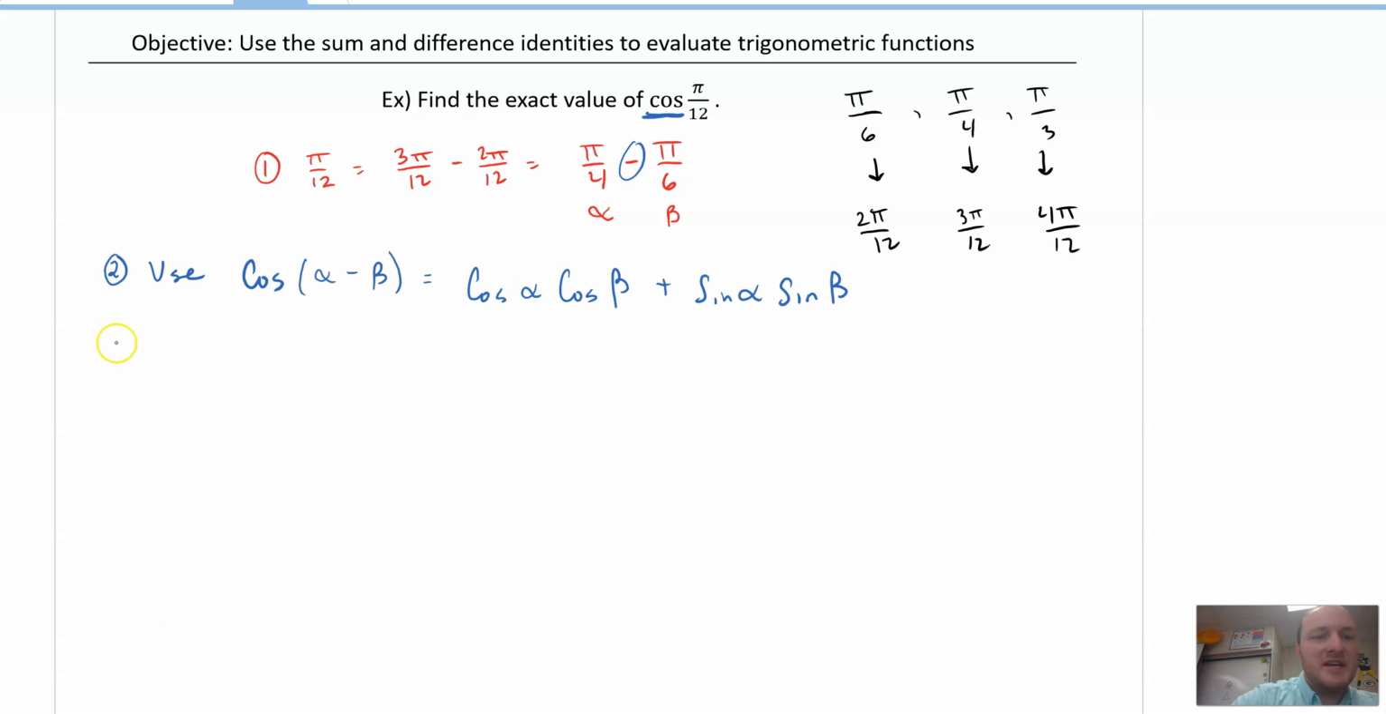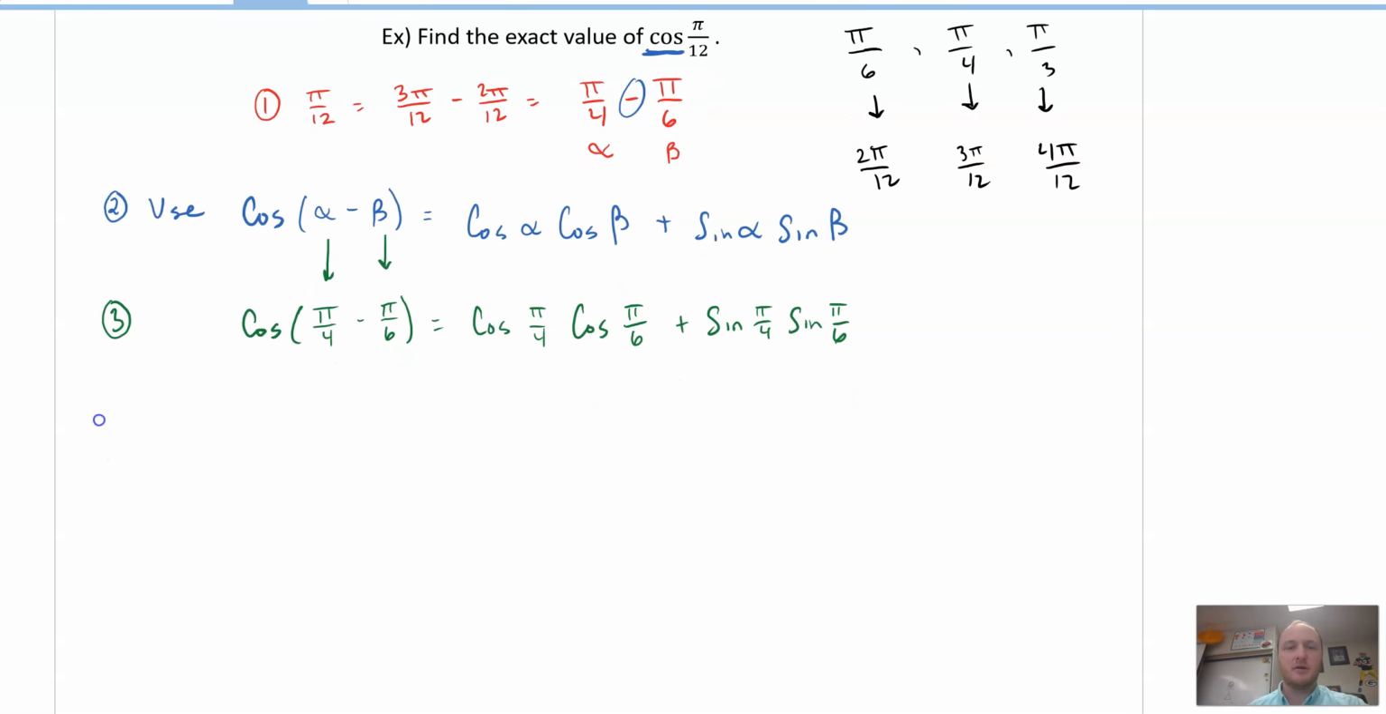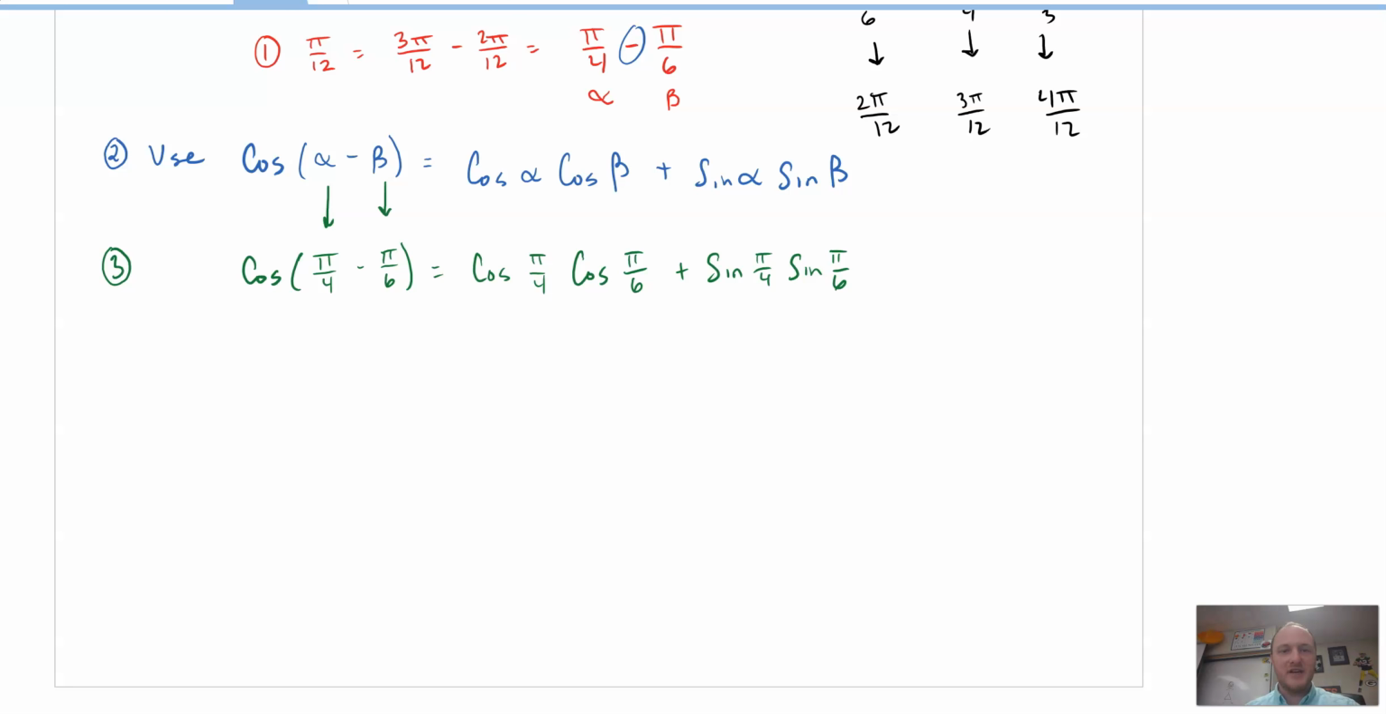All right, so the next stage, I'm going to go ahead and substitute. So now my alpha is going to be pi over 4. So cosine of pi fourths minus beta, which is pi sixths. Everywhere where it's alpha, I'm going to put in pi fourths. So cosine of pi fourths times cosine of pi sixths plus sine of pi fourths times sine of pi sixths. And there is my difference identity.